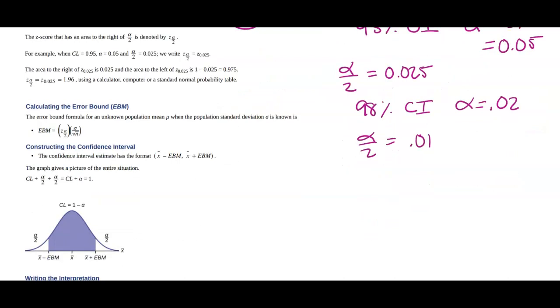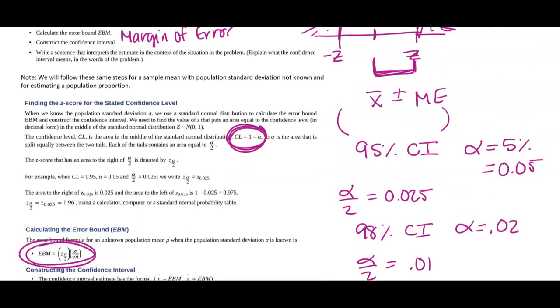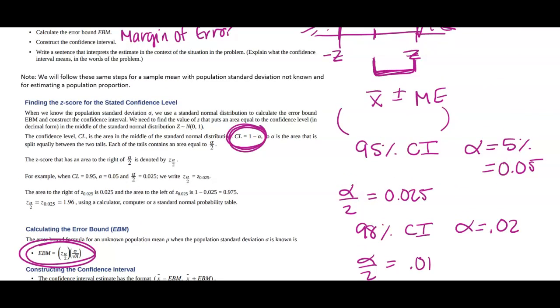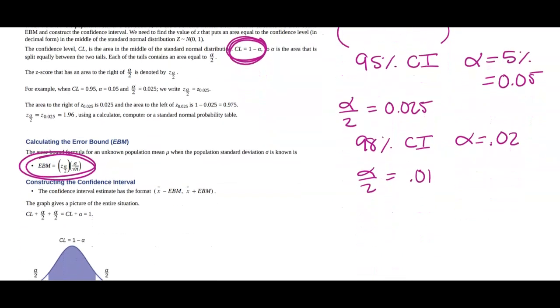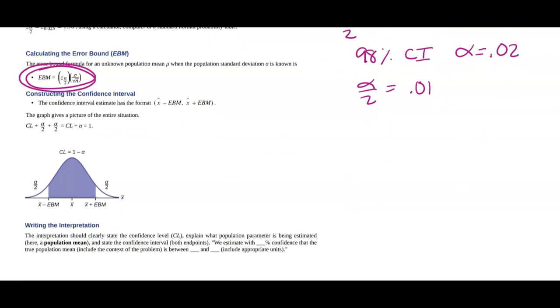Right here is what we're going to use for our error bound, or our margin of error. You are going to take the z-score associated with that alpha over 2 and multiply by your standard deviation. You basically want to know, based on the number line, how far is this piece right here? That's your margin of error. And again, we add and subtract it in order to find the interval.